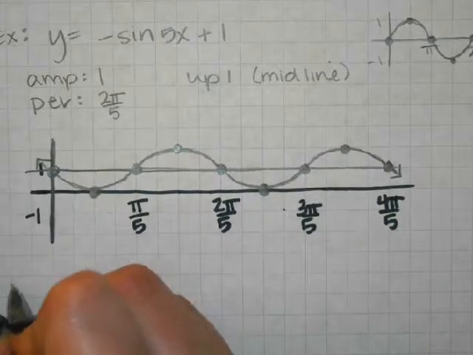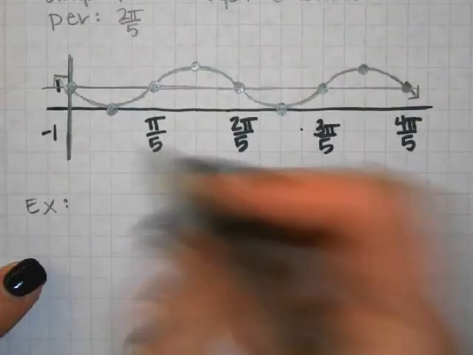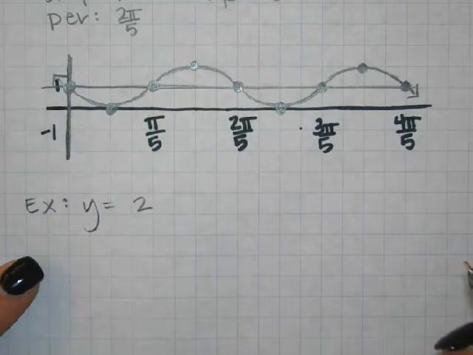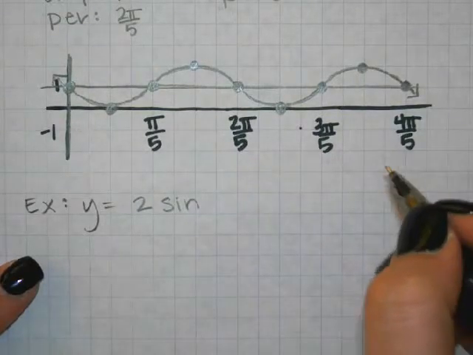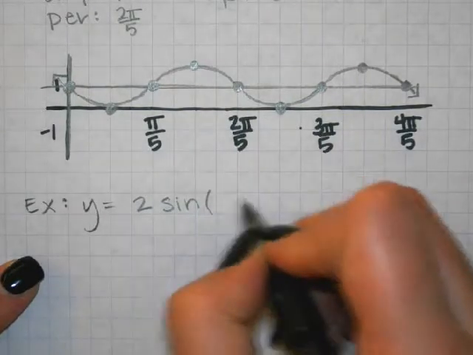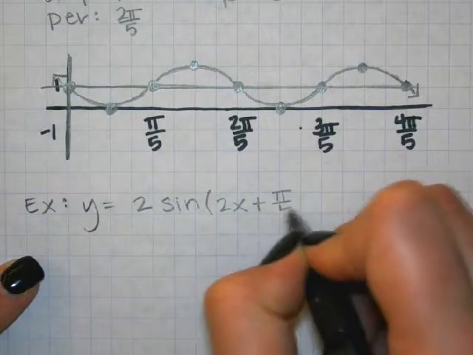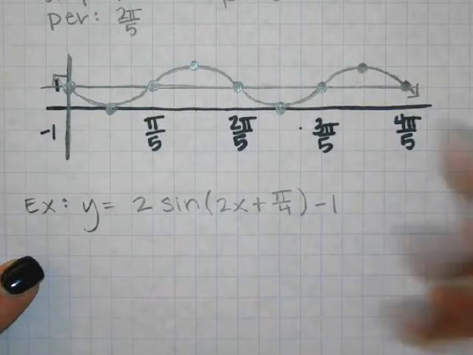All right, here's another example. We're going to do y equals 2 sine of 2x plus pi fourths minus 1.